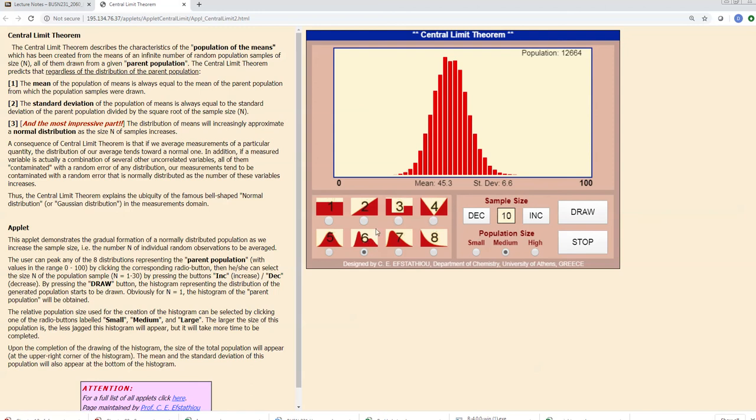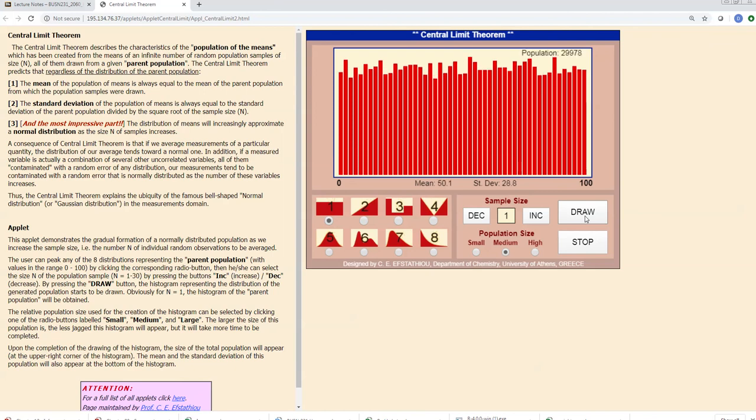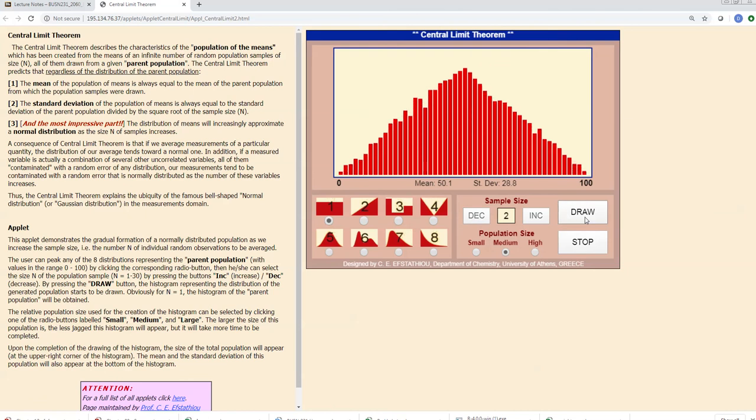Okay, so let's actually take a look at these four, because it's fun. Okay, so this is uniform. Uniform means that it's all the same probability across a range of values, from 0 to 100 in this case. Uniformly distributed, so you're equally likely to get any of these numbers from 0 to 100. Okay, so let's see what happens when I have two. That's kind of funny. When I have two, the result is a triangular distribution.